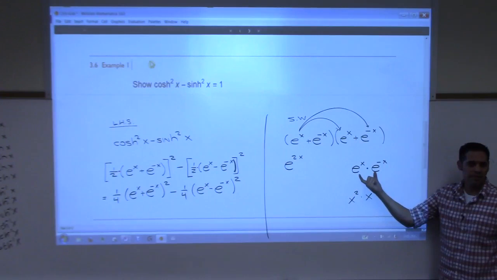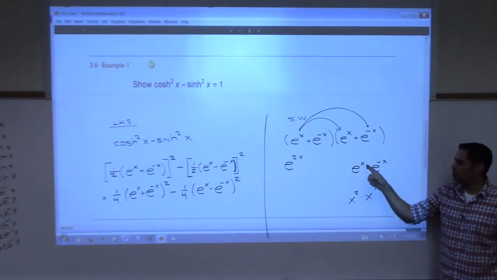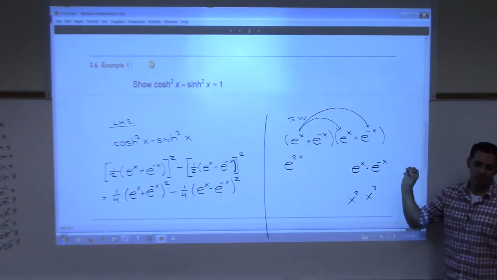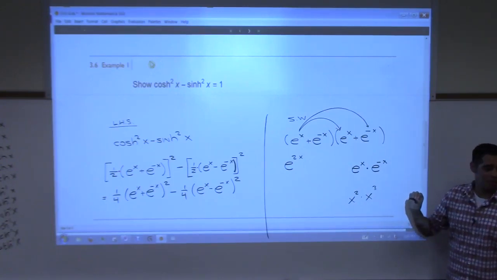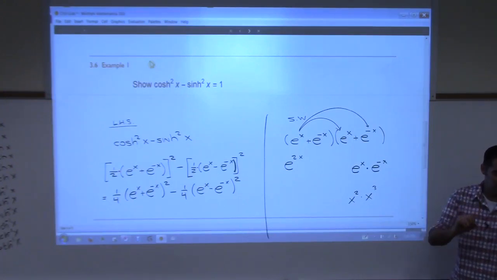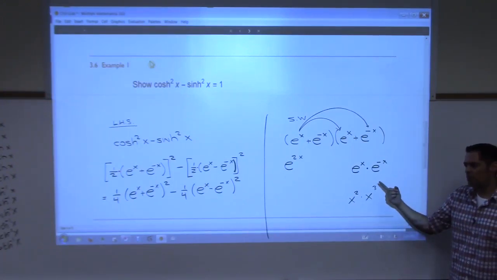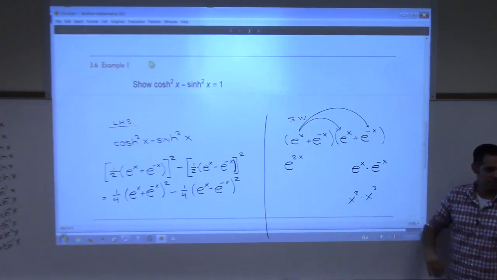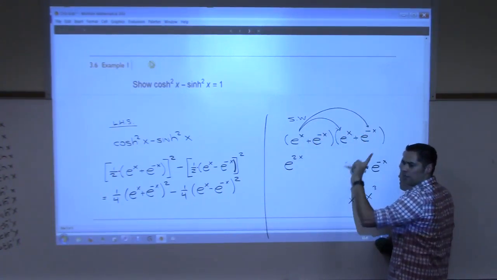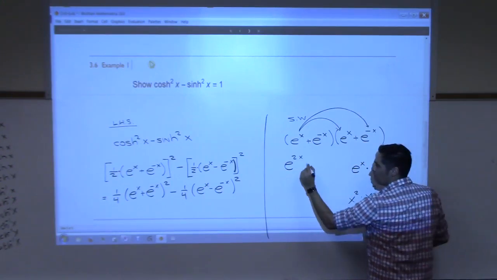Do these have the same base? Add the exponents. What's x plus negative x? 0, right? So that's e to the 0. Agreed? Which is 1. Anything to the 0 is 1, except 0 to the 0, but that's a different story, right? So do you all agree that that second multiplication is going to give me 1? Yeah. All right. No questions?